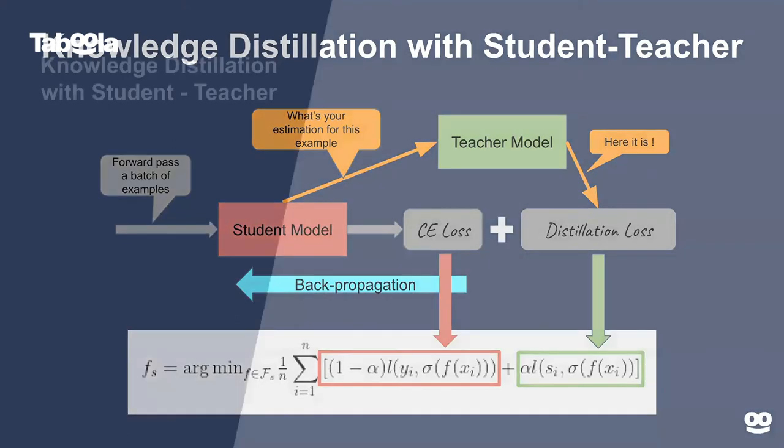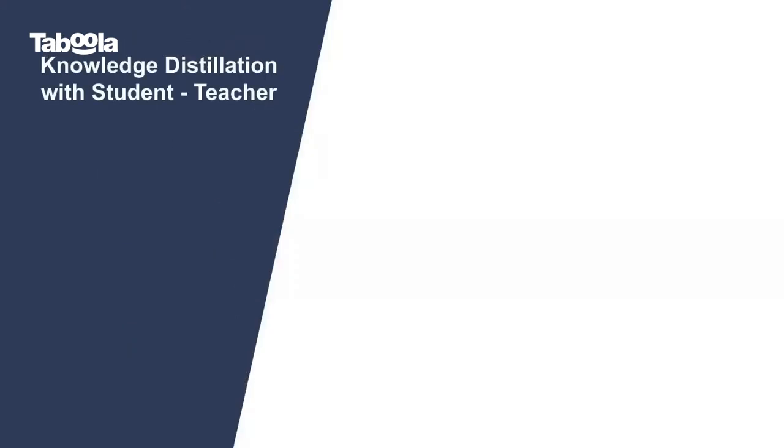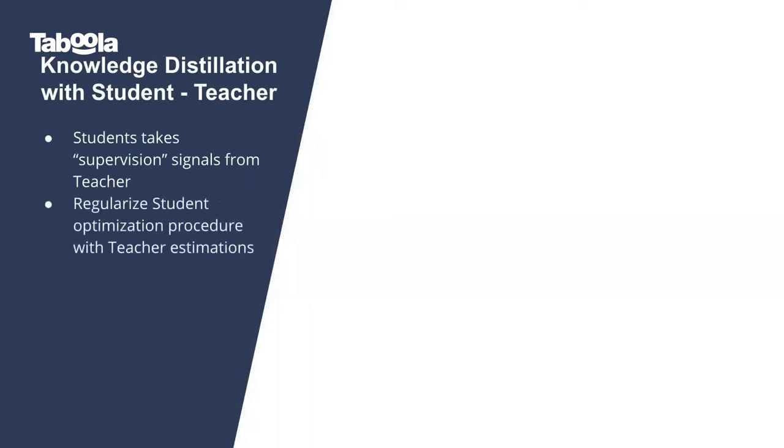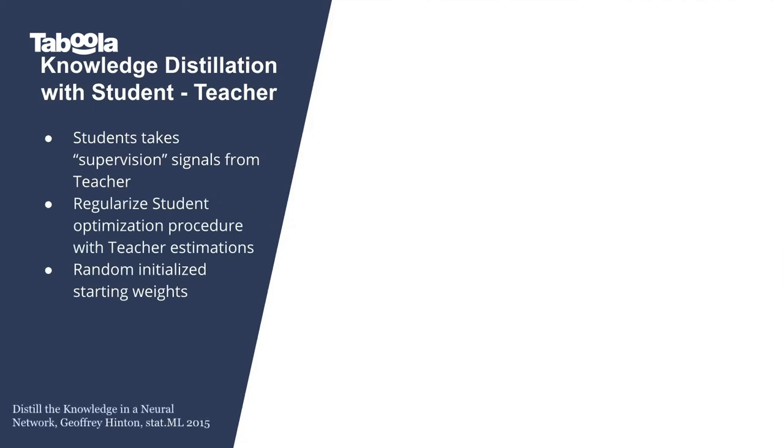So let's dive in to see this setup and to understand what the difference is from the warm start, given a specific neural network topology. So as we saw in the previous slide, the student takes supervision signals from the teacher by asking him questions. And actually, we use the answer of the teacher to regularize the student optimization loss. The main difference between this and the warm start is that we start with randomly initialized weights, while in the warm start, we copied the pre-trained embeddings.